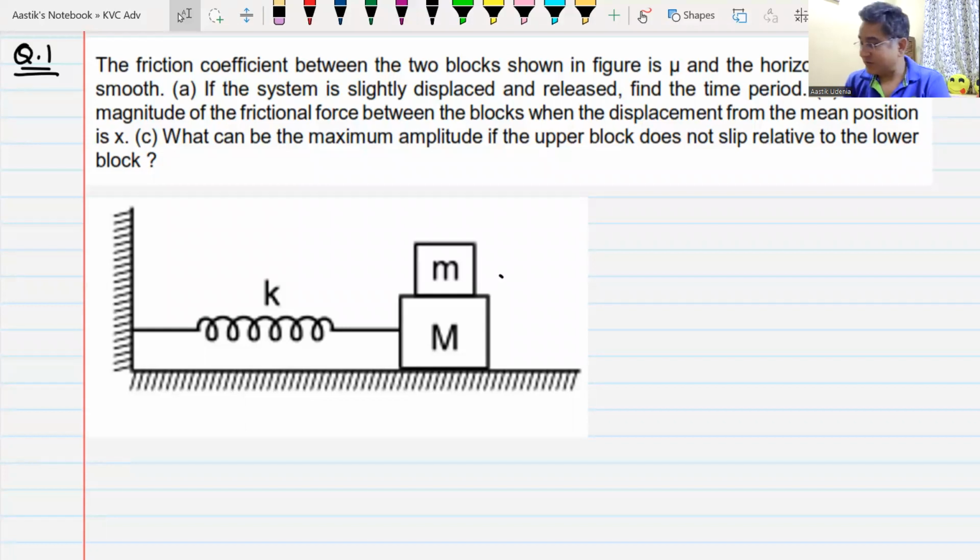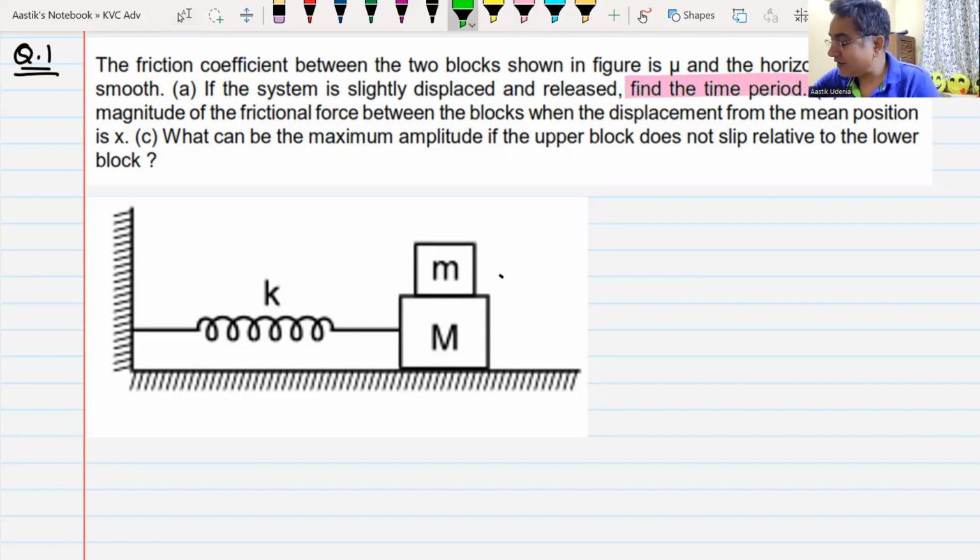So how are you supposed to do this? The first question is very simple. If the system is slightly displaced and released, find the time period. What is the answer for that one? 2 pi under root (M plus m) by k, sir. That is simple.